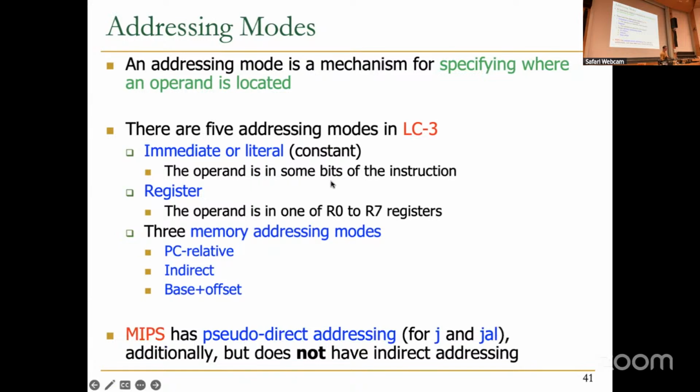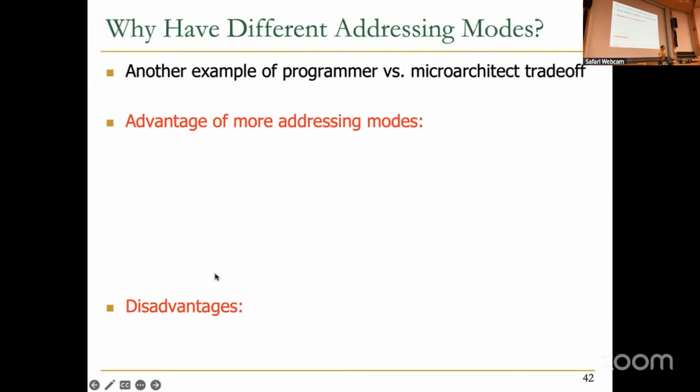MIPS actually has pseudo-direct addressing, but doesn't have indirect addressing. It has base plus offset also. It has immediate as well. So there are quite a few of these addressing modes, but it doesn't have indirect, for example. Okay, why do we have different addressing modes? Again, the same trade-off. I'll go through this relatively quickly.